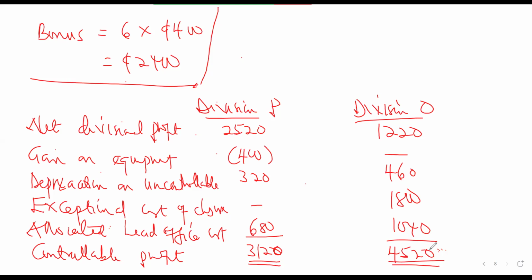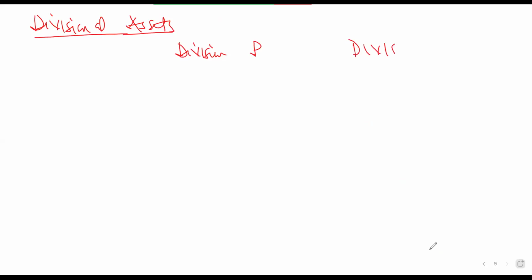So let's go and find our divisional assets now. We have to look for our divisional net assets. So we look at the assets that are purchased and controlled by the divisional manager. So let's come to the two divisions: division P and division O. Let's come to the divisional assets, the controllable assets.